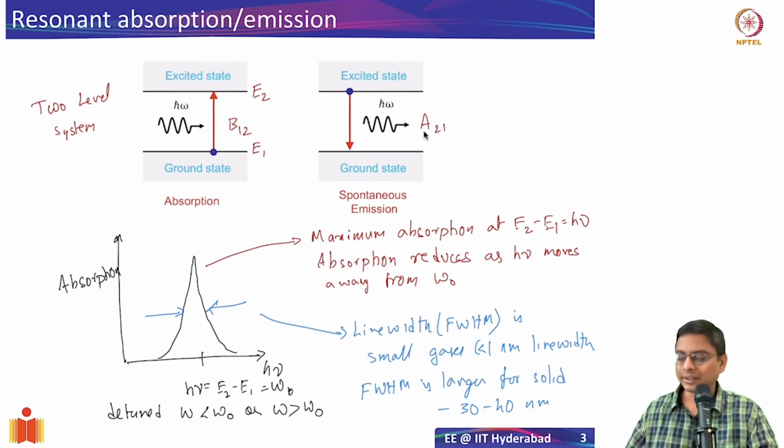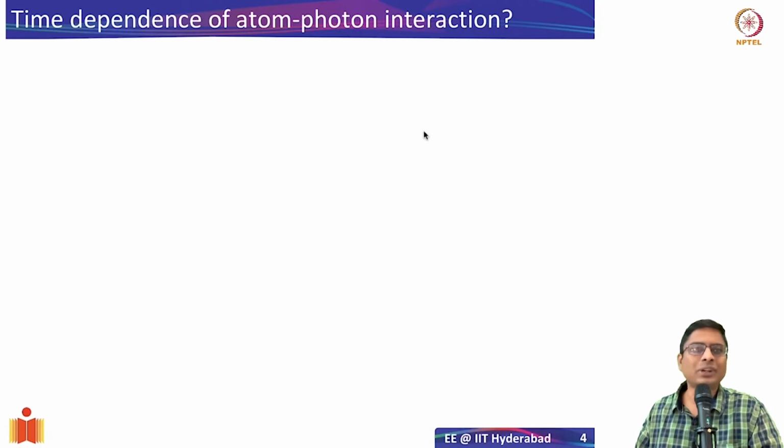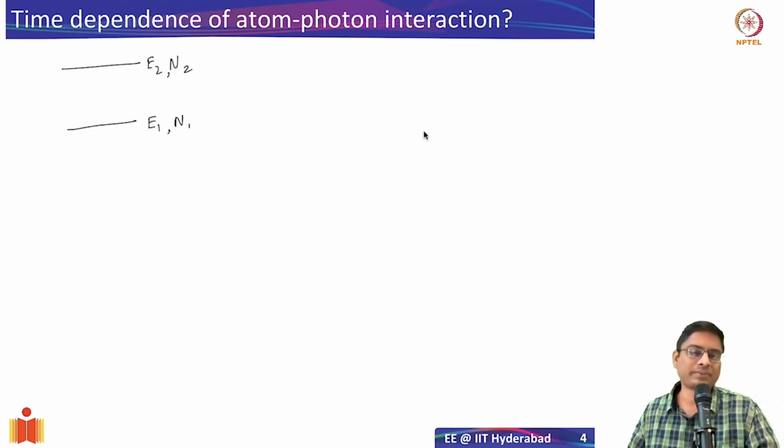Okay. Now, if you have such a scenario, Einstein's description tells us what happens to the rates and all that. Okay. So what do we have? Let's say we have two states, E1 and E2. There are two levels, and the population of those states are N1 and N2. Okay. Now what happens?